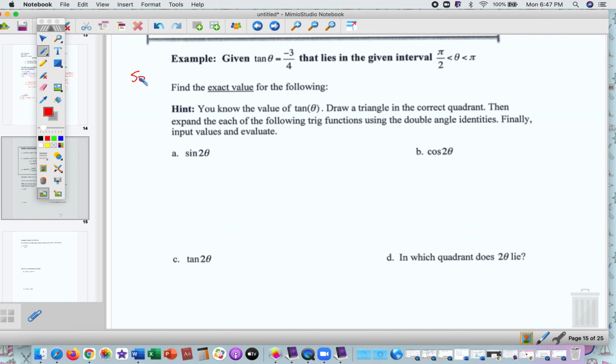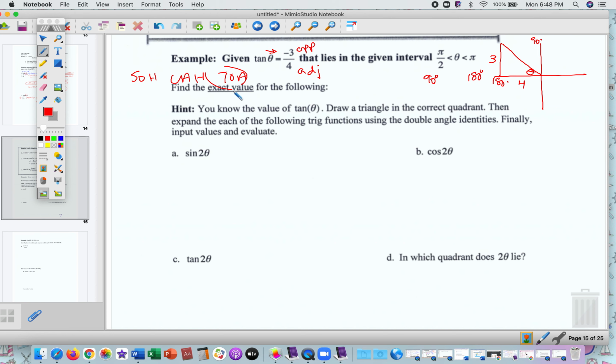So we know SOHCAHTOA. We know that tangent is going to be the opposite over the adjacent. I know that my triangle that I draw has to be between 90 degrees and 180 degrees. So we can draw that over here. So 90 is here, 180 is here. So we know this triangle is over here. Theta is on the inside. So we have opposite is 3. Adjacent is 4.